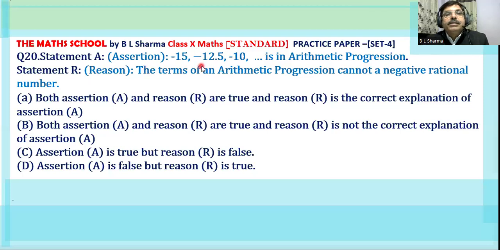Minus 15, minus 12.5, minus 10, are these in arithmetic progression? Yes, because the common difference is plus 2.5. So yes, assertion is correct. Number two, the terms of an arithmetic progression cannot be negative rational numbers. No, no. The terms of an arithmetic progression can be negative or positive, rational or irrational numbers. It doesn't matter. So R is not correct. A is correct, means assertion is true, but reason is not true.